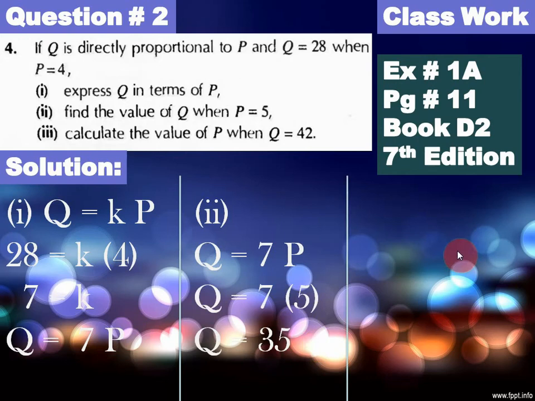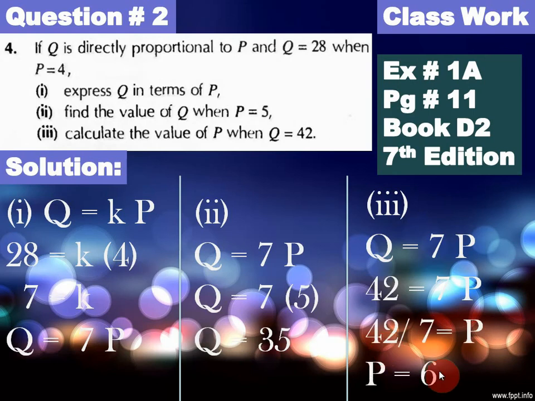Next, moving on, the third part: calculate the value of p when q is equal to 42. Now we have to put the value of q here. So q is equal to 42, and p we have to find. 42 divided by 7, so we get the answer, which is 6. So these are the classwork questions of this exercise.